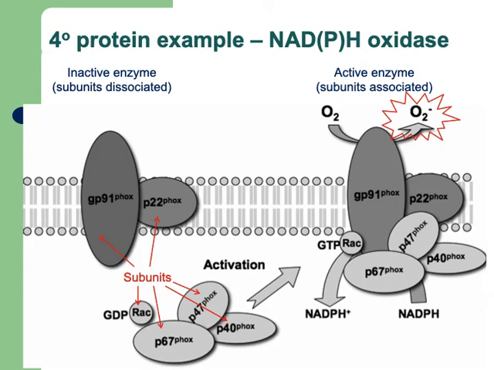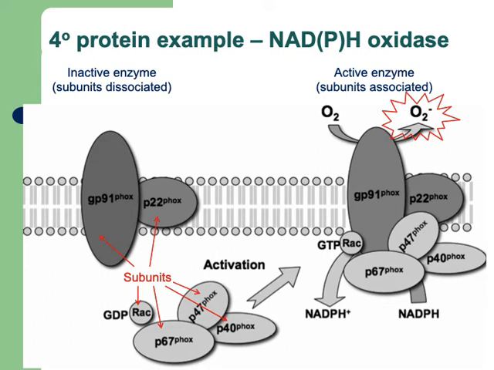So remember, the quaternary protein is made by multiple tertiary proteins, also known as subunits, coming together to form a very complex, large quaternary protein. So in this picture on the left-hand side, we see multiple subunits that are dissociated. This enzyme is actually inactive when all of the subunits are dissociated. But when these subunits come together and are associated, the enzyme becomes activated.